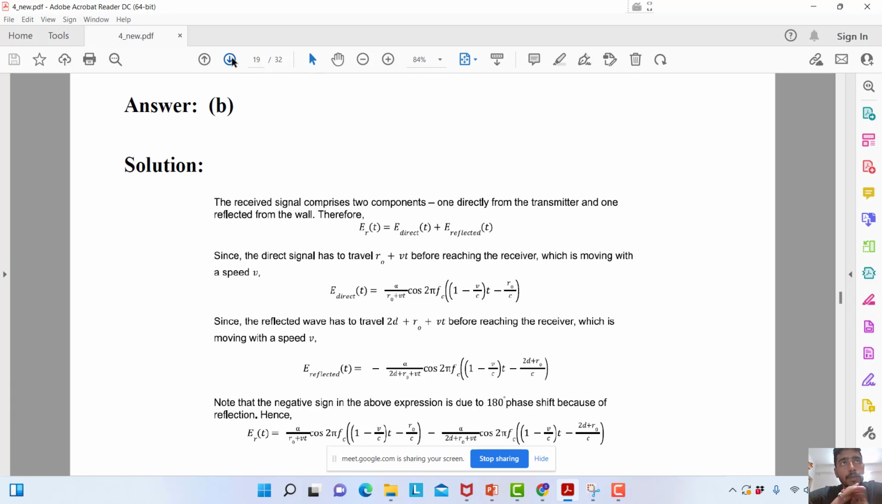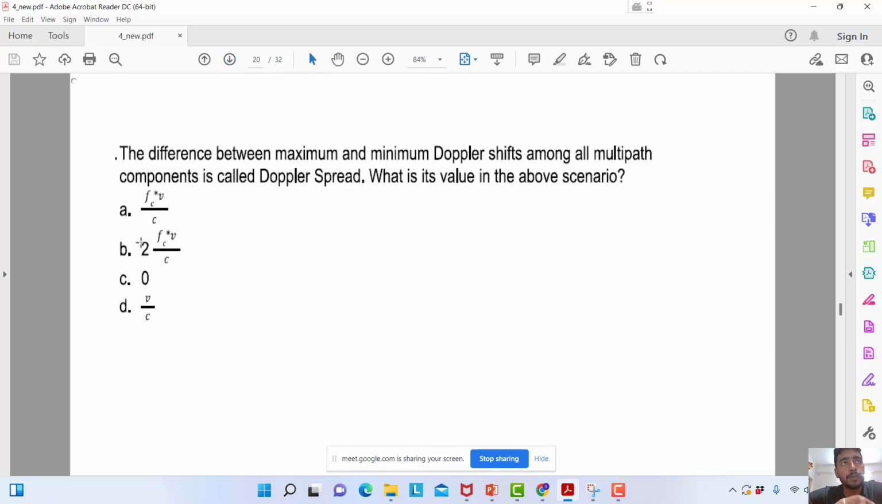Okay. The next question is related to the previous one. The question is: the difference between the maximum and minimum Doppler shift among all multipath components is called Doppler spread. What is the value in the above scenario? We have to calculate the Doppler spread, which is basically the difference between the maximum and minimum Doppler shifts of the multipath components.